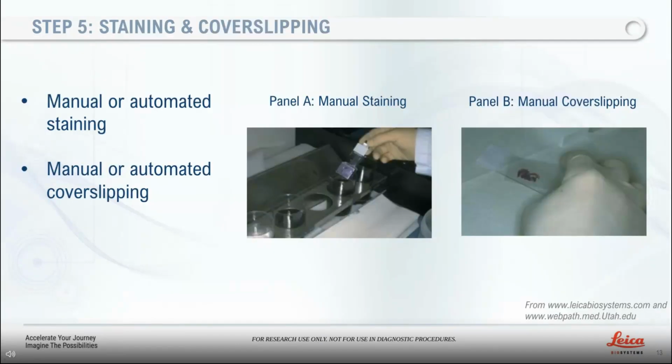Step number 5, staining and coverslipping. Staining and coverslipping can be performed manually or automated. This will depend on the needs of the laboratory and the volume of tissue. Staining protocols are based on user preferences, and each lab has its own stain combinations.